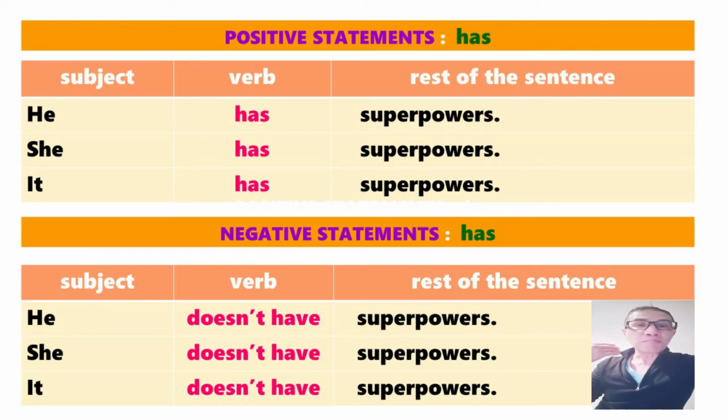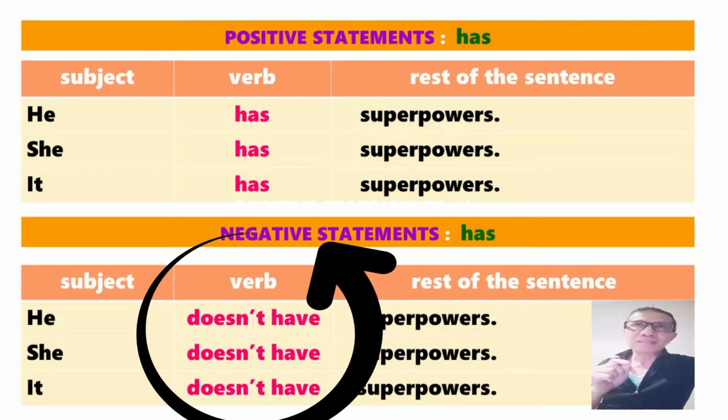In my previous example, I used Batman or Robin as my subjects. We cannot use Batman or Robin all the time, so we have to use the pronoun he. So you have to say he has superpowers, she has superpowers, or it has superpowers. For negative statements, you say he doesn't have superpowers, she doesn't have superpowers, or it doesn't have superpowers. You have to say doesn't have. You do not say doesn't has.